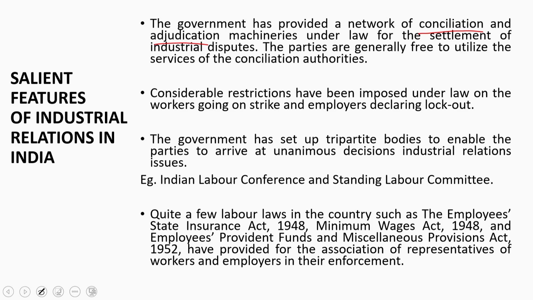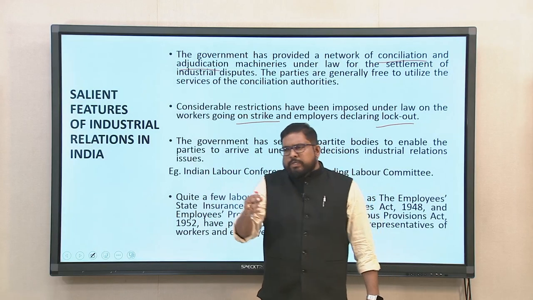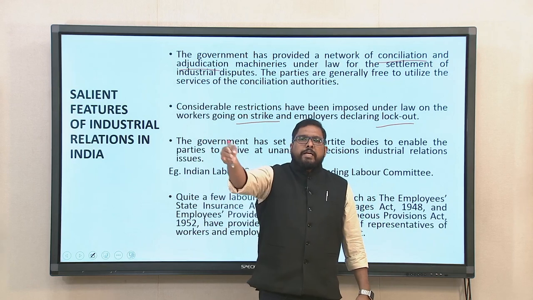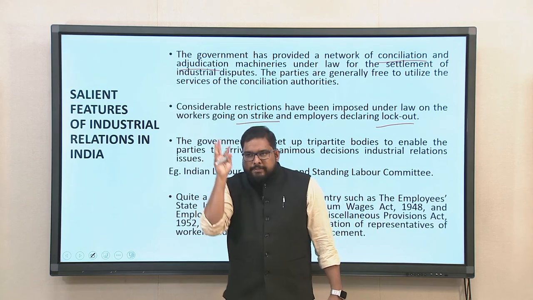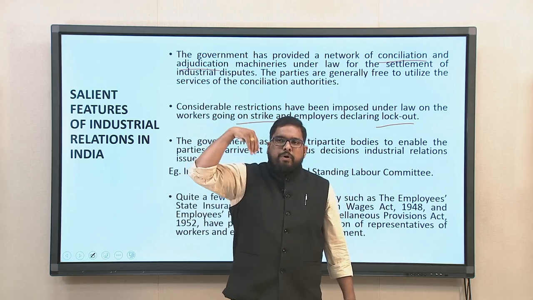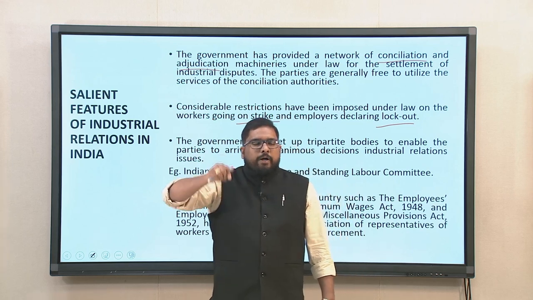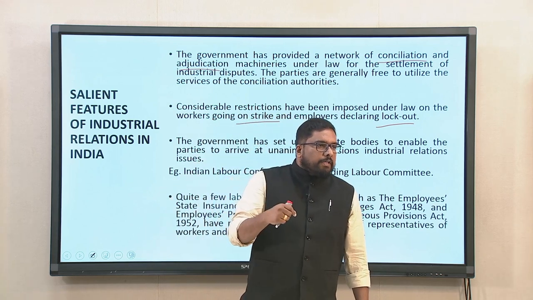Considerable restrictions are there, no doubt about it. Considerable restrictions have been imposed under law on workers going on strike and employers declaring lockout. So this was again pertaining to the benefit for the larger good, or the benefit for the greater good. So when you are looking into strikes or lockouts, definitely there would be some rationale, some reason that the affected party is giving. There is no doubt about it. But that said, the whole point should be considered on the basis of a larger good or a greater good.